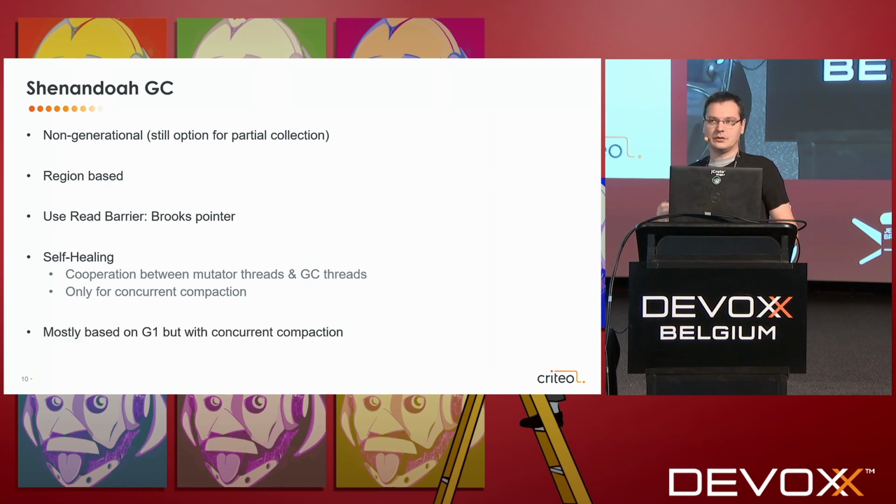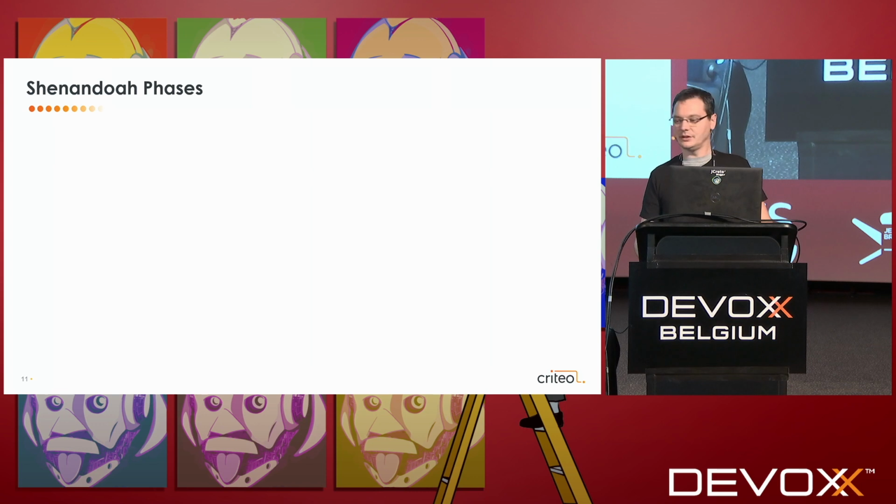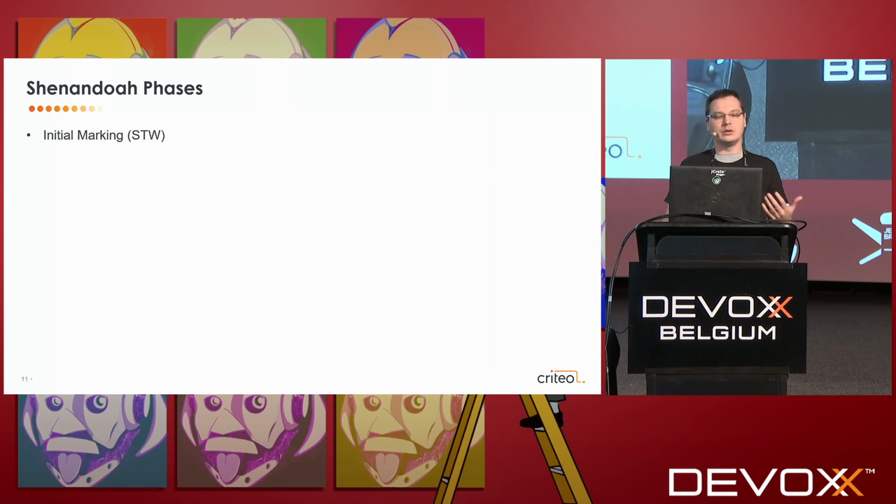Most of Shenandoah GC is based on G1, just the concurrent compaction changed, because G1 has a stop-the-world compaction, and for Shenandoah it will be concurrent. That's a tricky thing to do. So, what are the phases for Shenandoah? First, there is the initial marking, stop the world, like for CMS or G1. Then you have the concurrent marking that we have explained before.